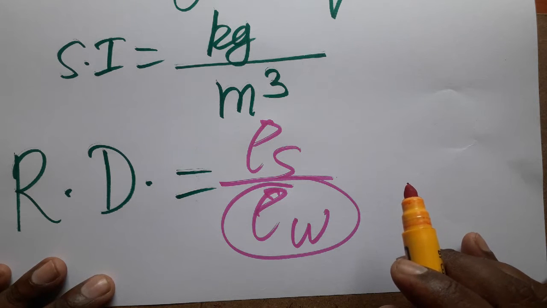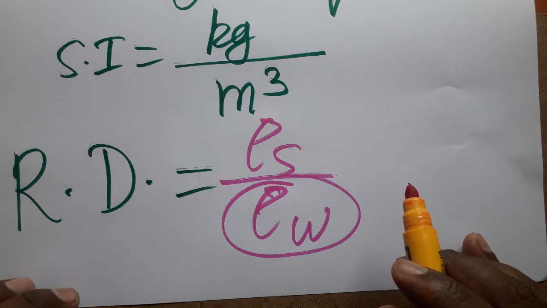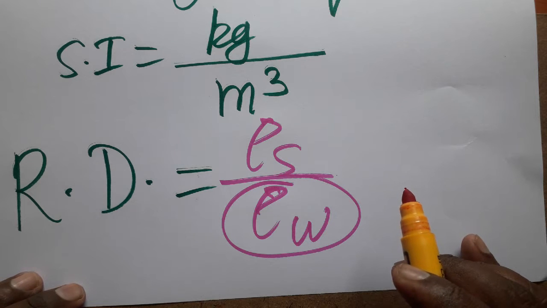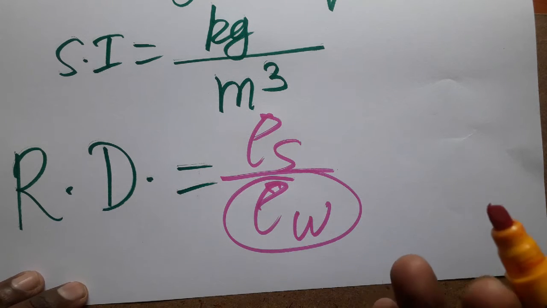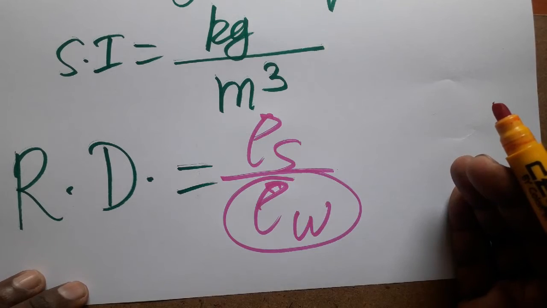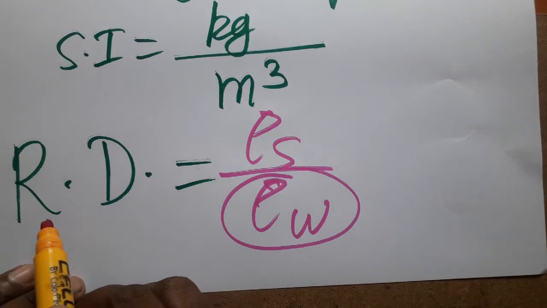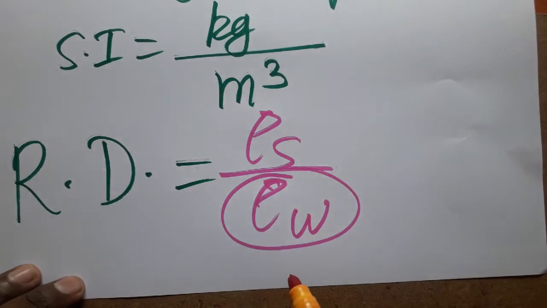Also, whichever objects float, their relative density is less than 1, and whichever sink, their relative density is more than 1. Using water, you can check which ones have relative density more than 1 and which ones have less than 1. So relative density is the density of the substance divided by the density of the water.